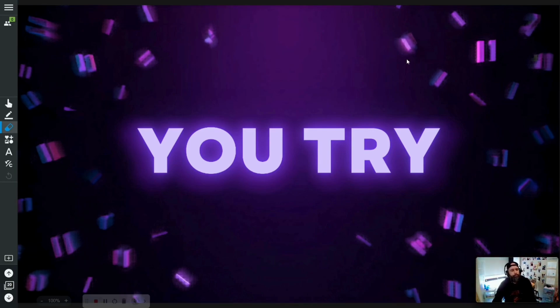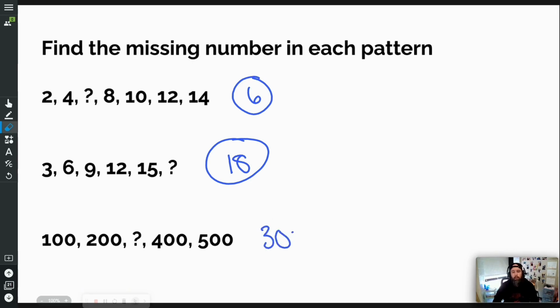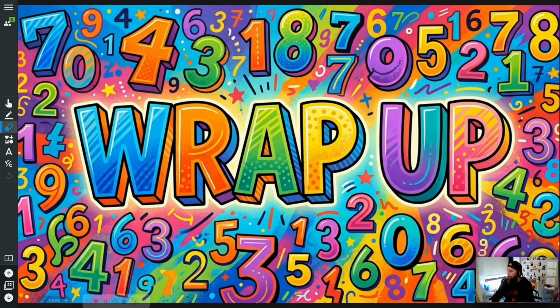All right. Let's see if we can skip count. 2, 4, 6, 8, 10, 12, 14. Those are the even numbers. 9, 6, 3, 12, 15. What am I doing? Oh, I'm adding 3 every time. So 15 plus 3 is going to be 18. 100, 200, 400, 500. That one is 300. Not too bad. Not too bad at all.